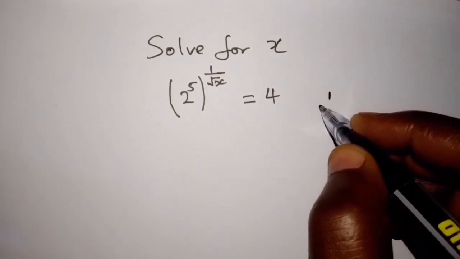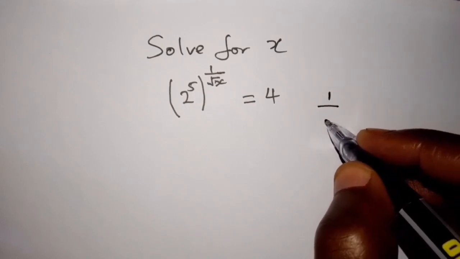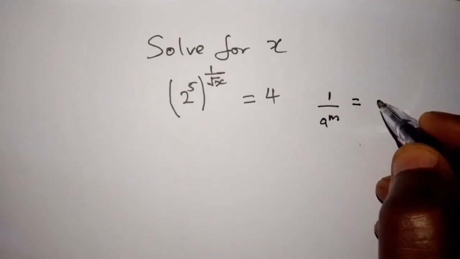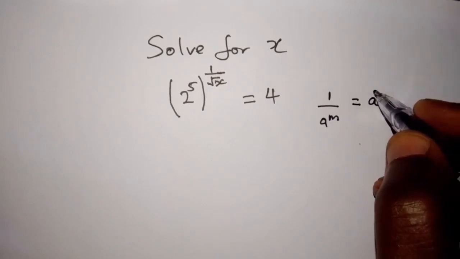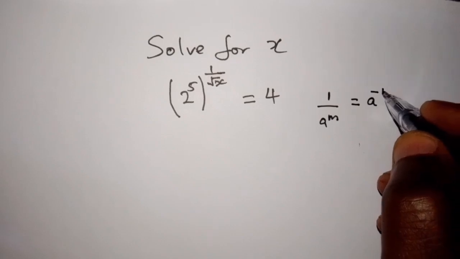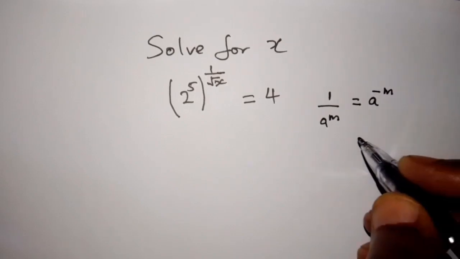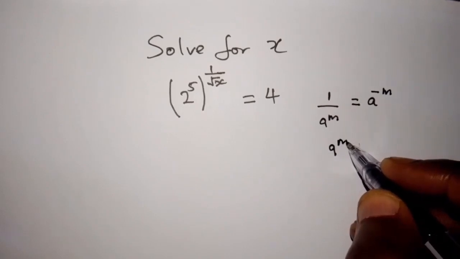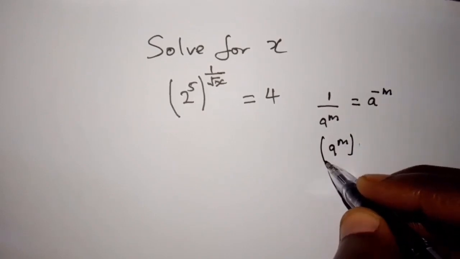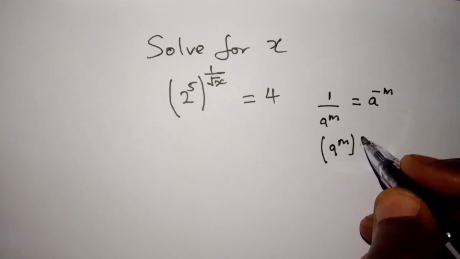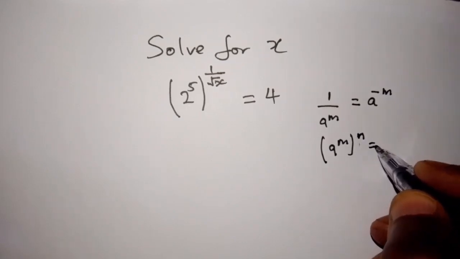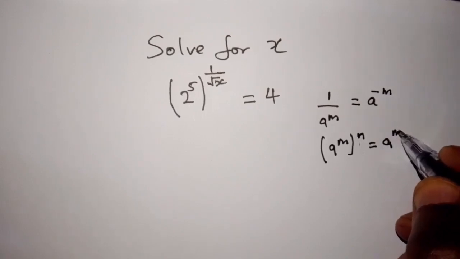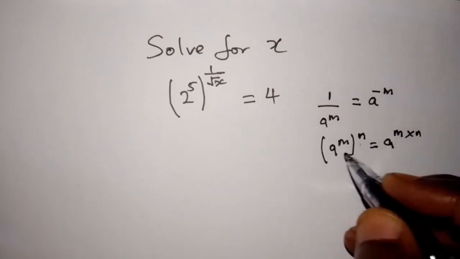1 over a power m is equal to a power negative m, and a power m bracket power n is equal to a power m times n.